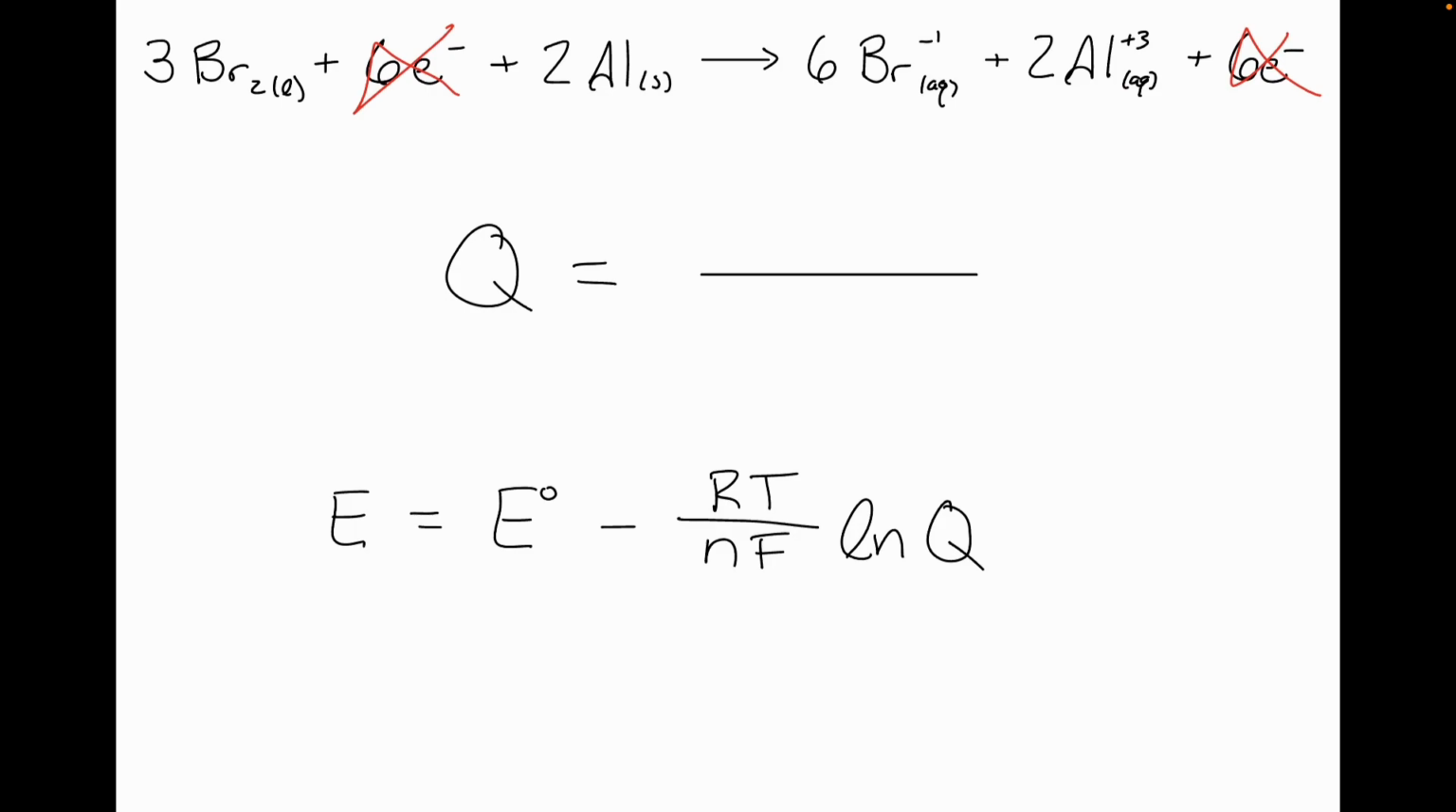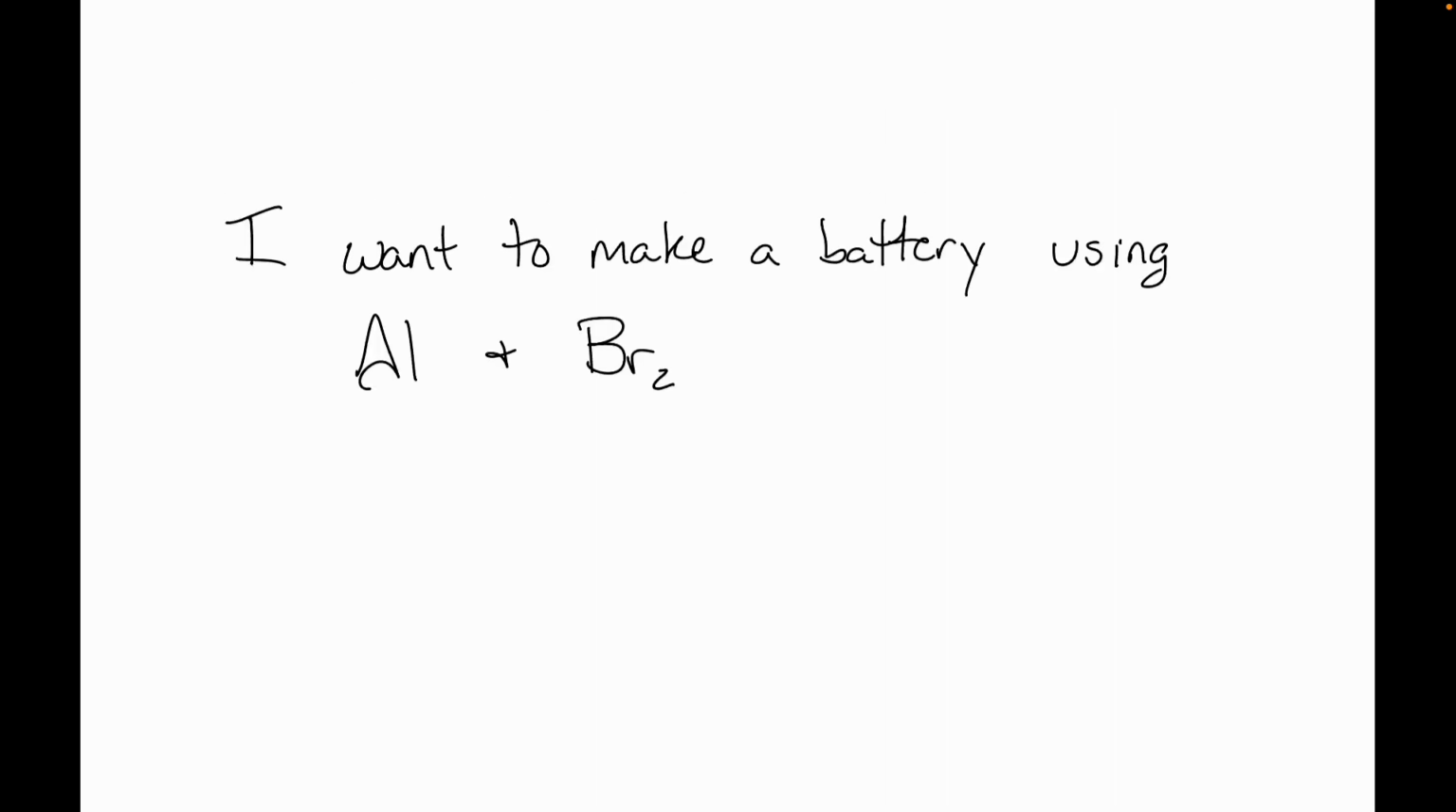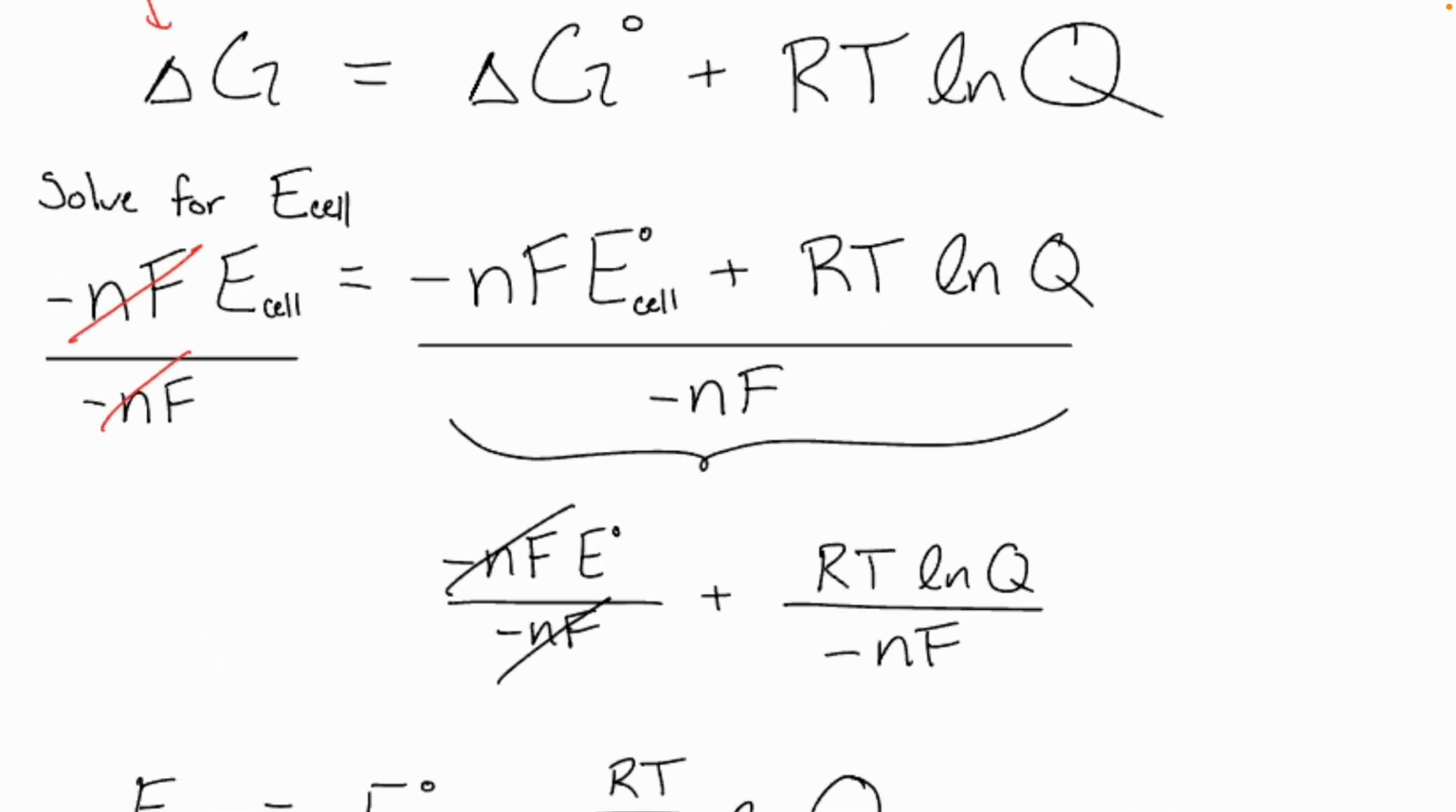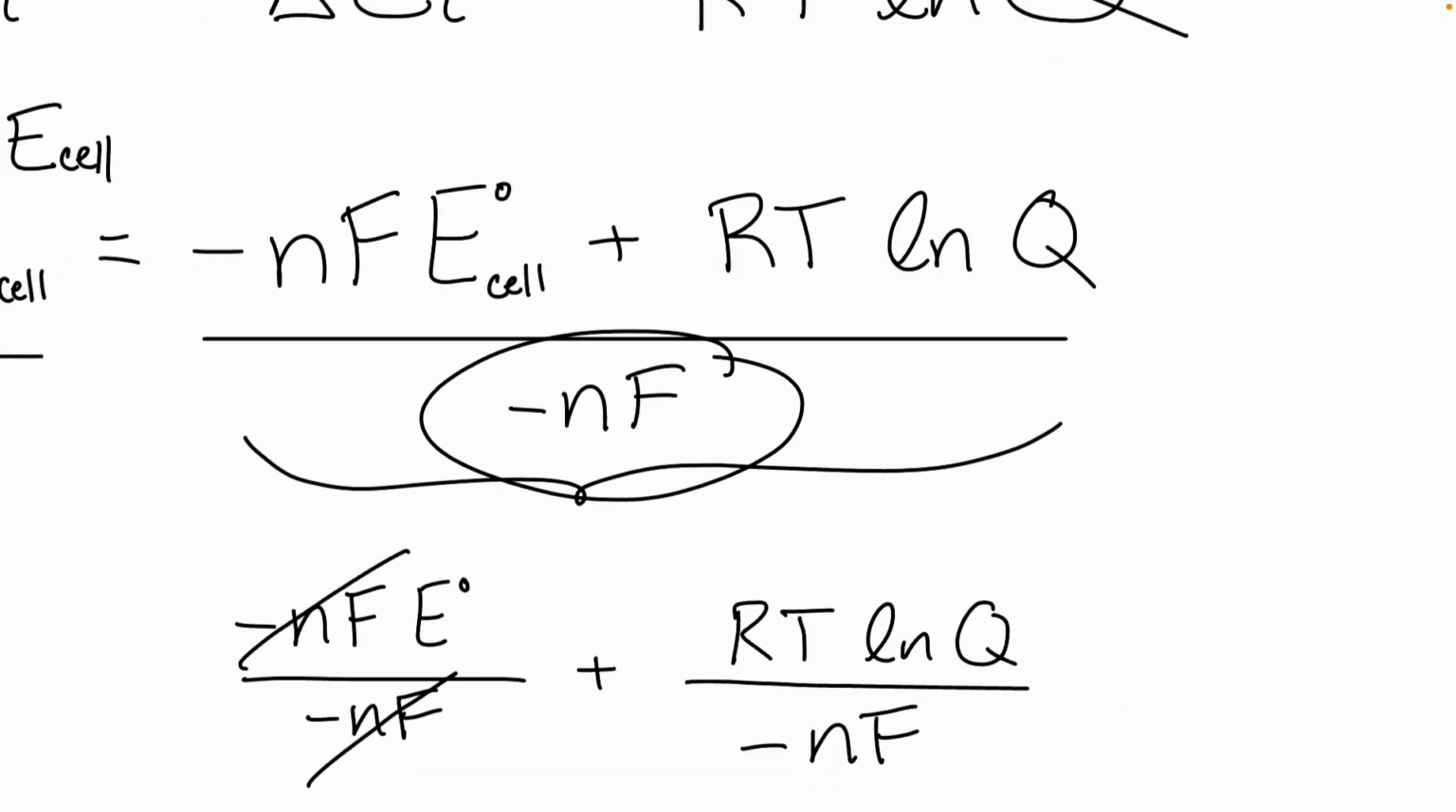No, because when you plug in that, it's negative. It is plus RT natural log of Q in the normal equation, but when you're substituting in that delta G, it's negative nF that you end up dividing by. So if we go back to here, you're dividing by that negative nF, which is how we get a negative sign on that term.